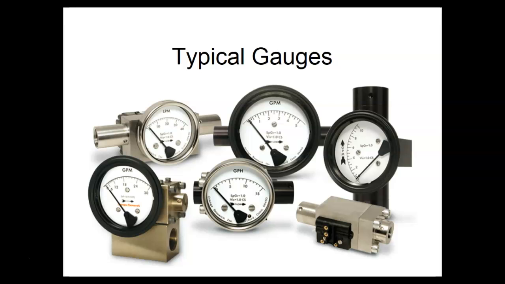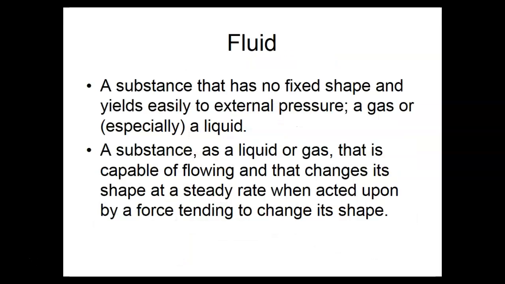So these are typical flow gauges. These are all analog. Of course, a lot of them now would be digital, but even if they are digital sensors, they still use basically the same type of sensing elements that we're going to look at. So these are mechanical gauges.